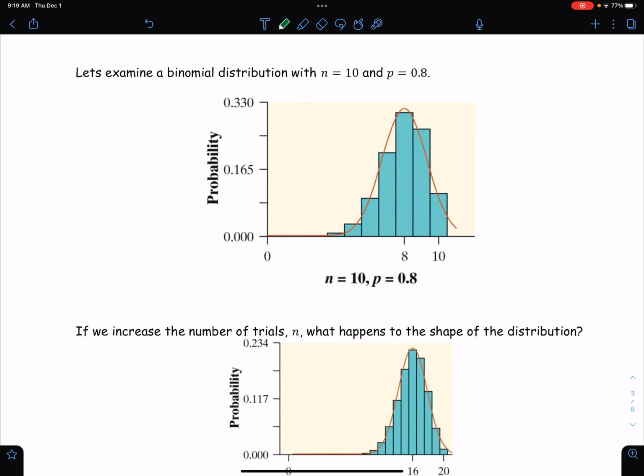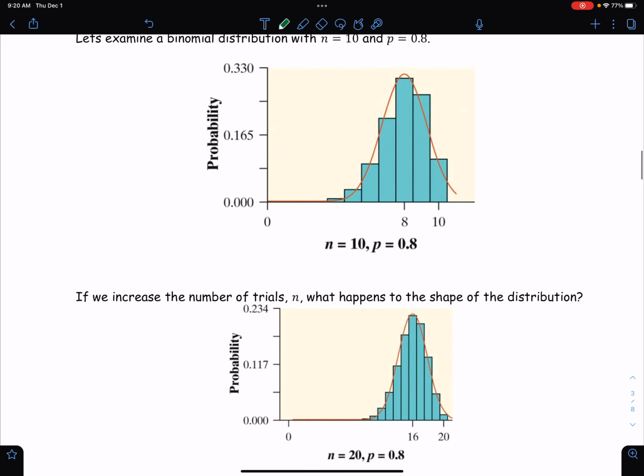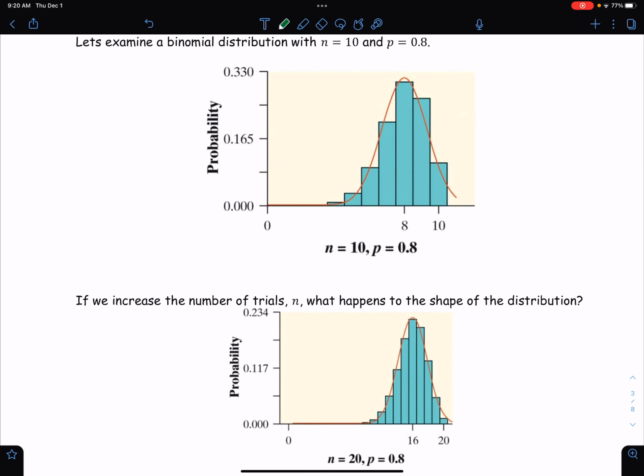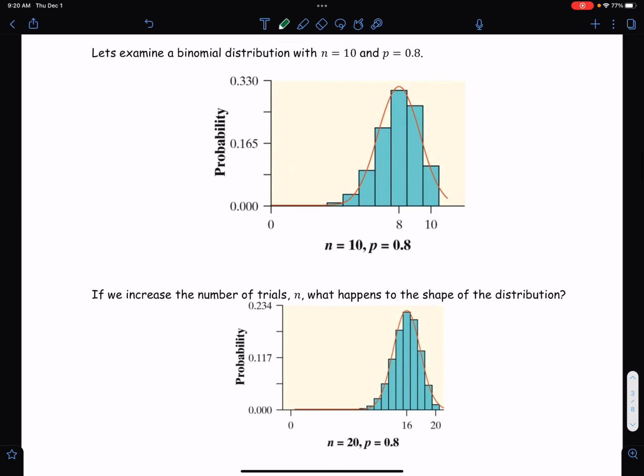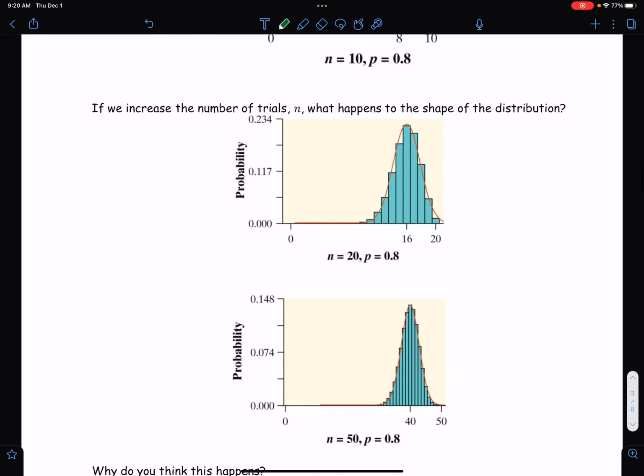Let's take a look at the graph of a binomial distribution if n is equal to 10 and the probability of success is 80%, or 0.8. This is what the graph would look like. But let's say we want to up the number of trials. Let's up the number of trials to, say, 20. You see how it changes a little bit. And then let's keep on upping those trials. Why not? The more trials we get, the better it's going to be. Let's keep on upping the trials to 50.